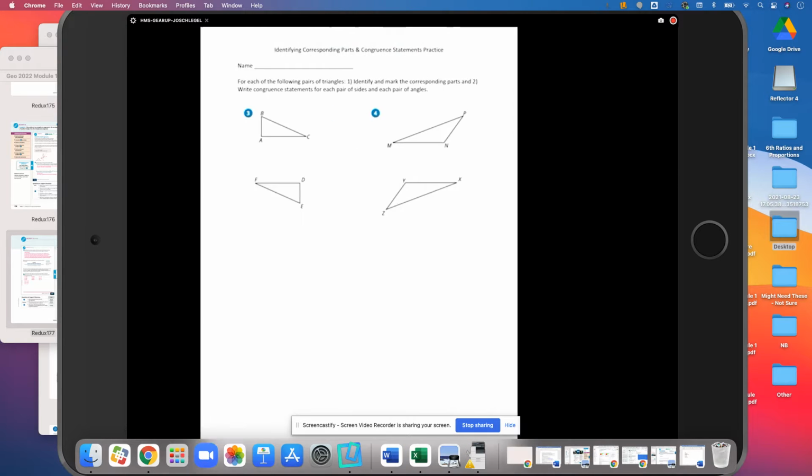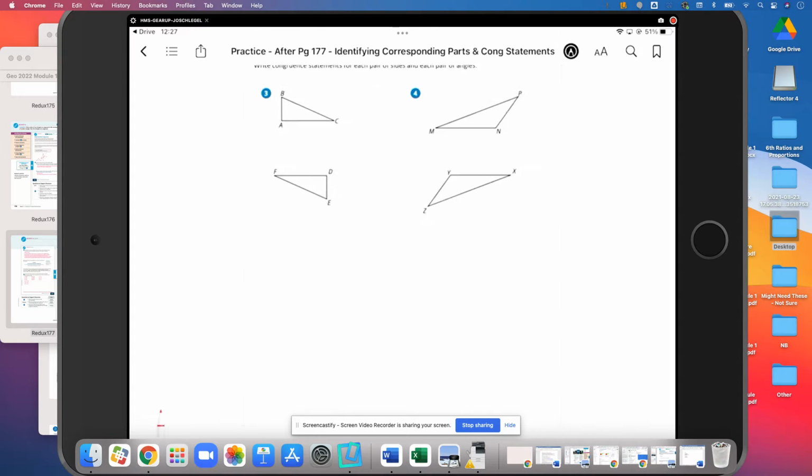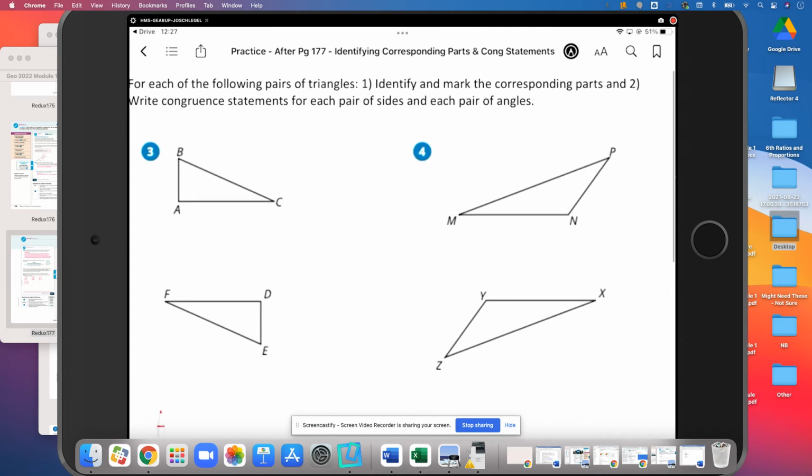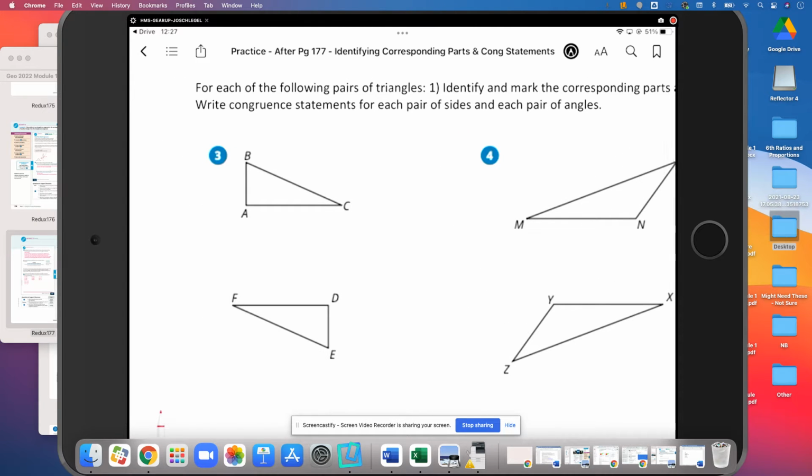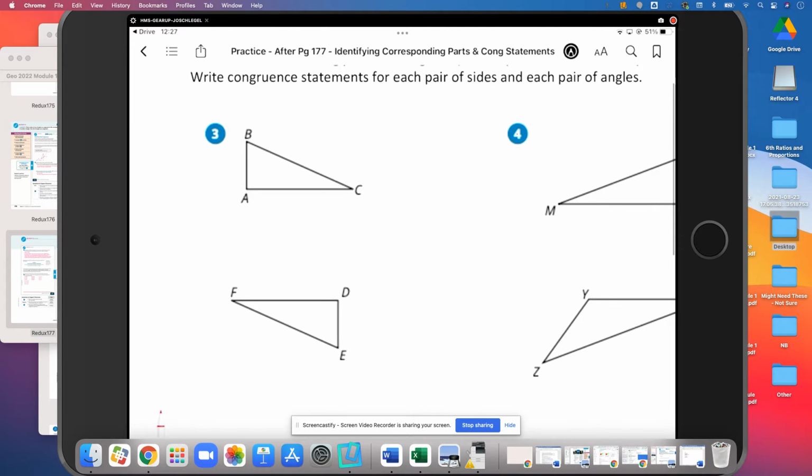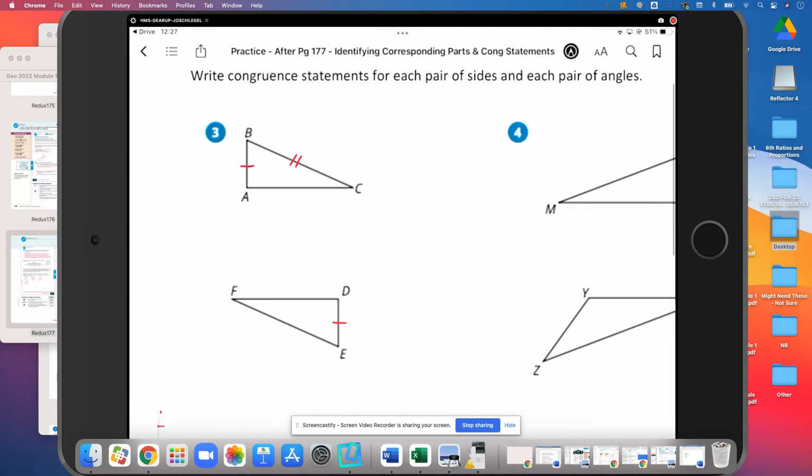For this first one, it's pretty easy to see which ones are corresponding, so I'm not going to use patty paper on any of these, honestly, because I obviously can't show that on the iPad. So what I will show is that I'm going to mark side AB congruent to side DE. Side BC is my next side, so I will use 2 hash marks. It's congruent to FE. And then lastly, my third side, I will use 3 hash marks.